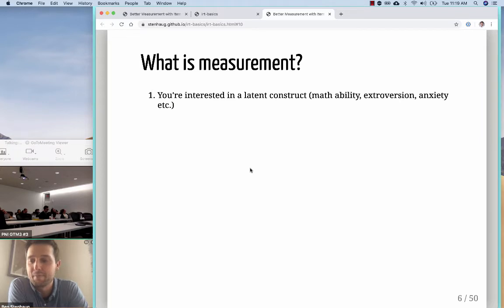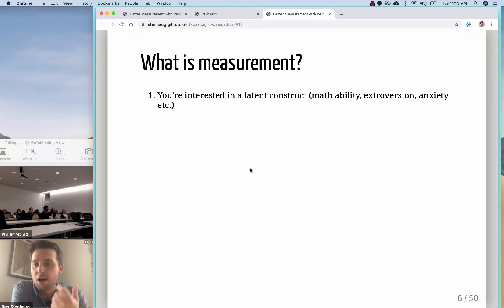Well, let's talk about the name of the game. So in general, we're talking about measurement, and I do find it useful to think about physical measurement with a ruler. I can ask how tall someone is, and that's a well-defined question that we can answer very precisely. We're doing a different type of measurement where we're interested in a latent construct, for example, math ability, how extroverted you are, how much anxiety you feel, are you depressed, like your language ability, do you know things, your propensity to live in a cold place. You can define a latent construct.